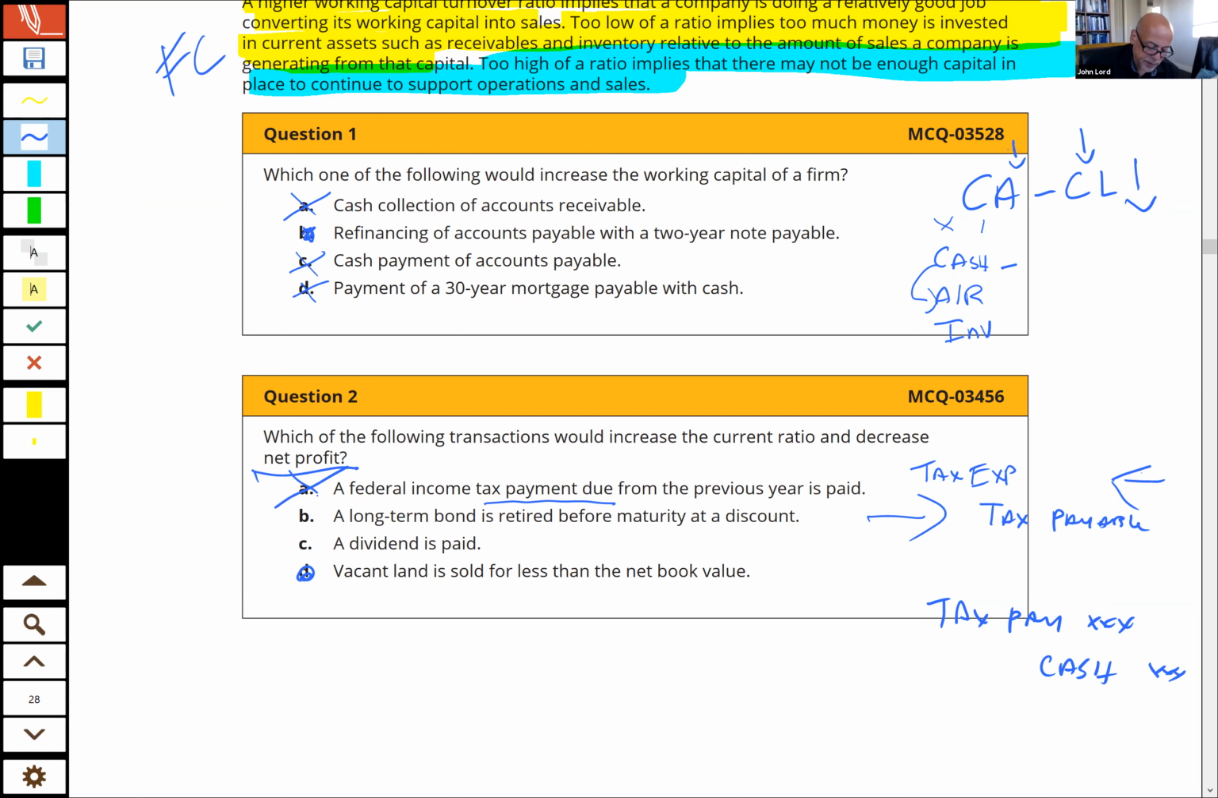How about dividend payable? A dividend is paid. What's the journal entry to record a cash dividend being paid? Debit, credit, please.